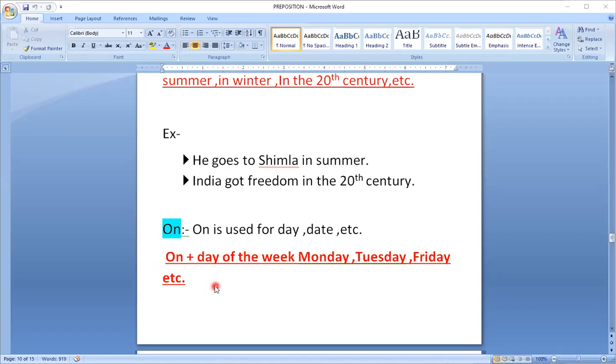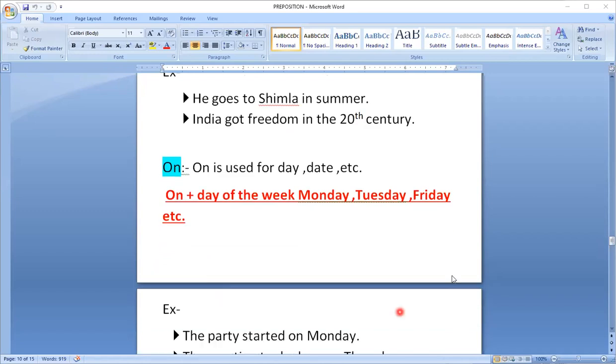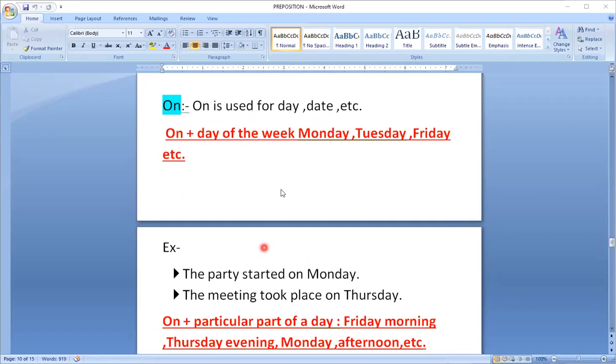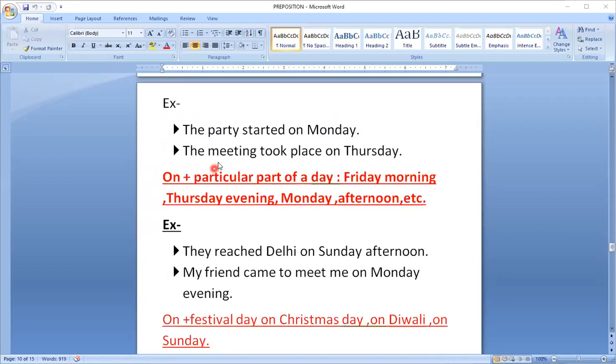On plus day of week: Monday, Tuesday, Friday. हम जब भी week के days की बात करेंगे, हम use करेंगे on. Okay, let's understand from the example. So the first one is here: the party started on Monday. The meeting took place on Thursday.